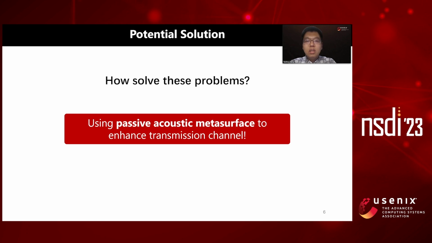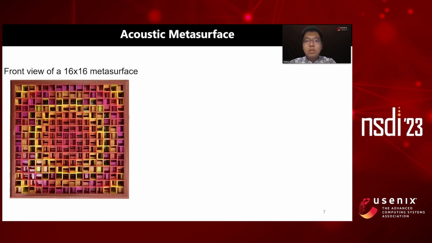We found that a passive acoustic metasurface can be used to enhance the transmission channel. To understand an acoustic metasurface, the best way is to understand its internal structure. Here we give an example of a typical metasurface which consists of 16 by 16 cells.